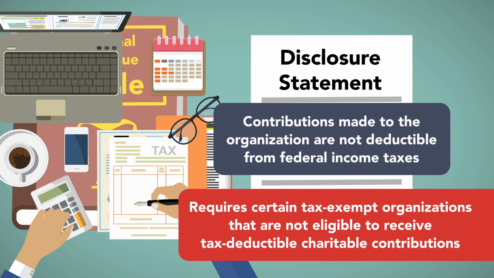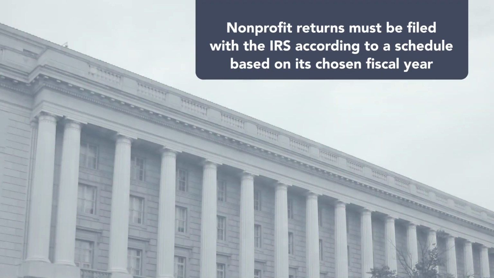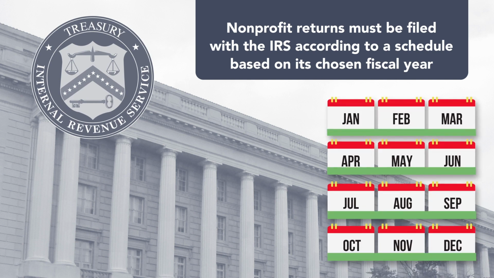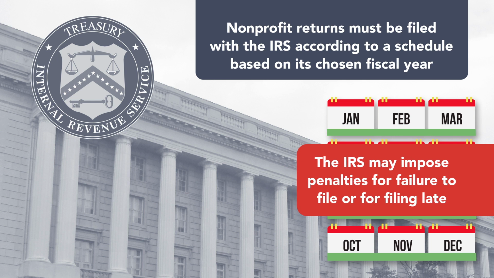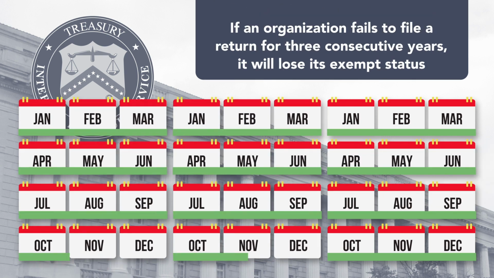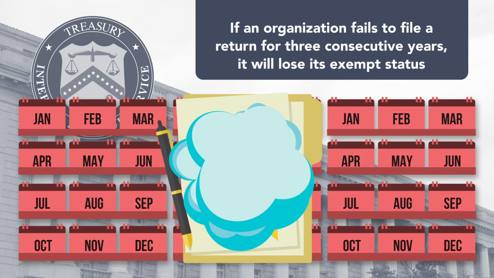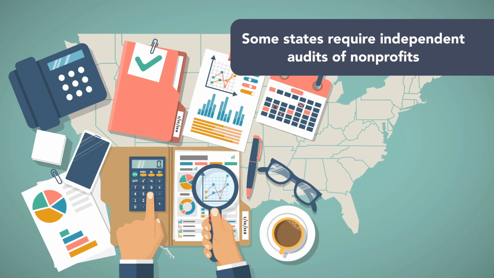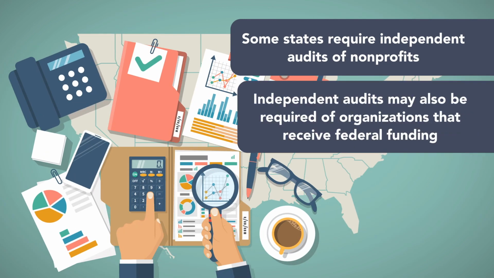taxes as charitable contributions. Nonprofit returns must be filed with the IRS according to a schedule based on its chosen fiscal year, typically by the 15th day of the 5th month after the close of its year. The IRS may impose penalties for failure to file or for filing late. If an organization fails to file a return for 3 consecutive years, it will lose its exempt status. While some states require independent audits of nonprofits, independent audits may also be required of organizations that receive federal funding.